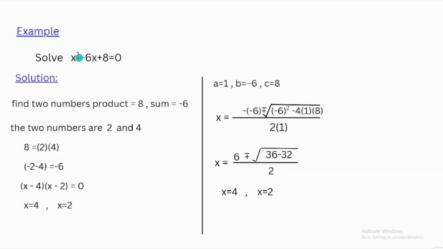Solve x squared minus 6x plus 8 equals 0. We will find two numbers whose product equals 8 and whose sum equals negative 6. The two numbers are 2 and 4, the product equals 8 and the sum equals negative 6. So (x minus 4)(x minus 2) equals 0, so x equals 4 or x equals 2.